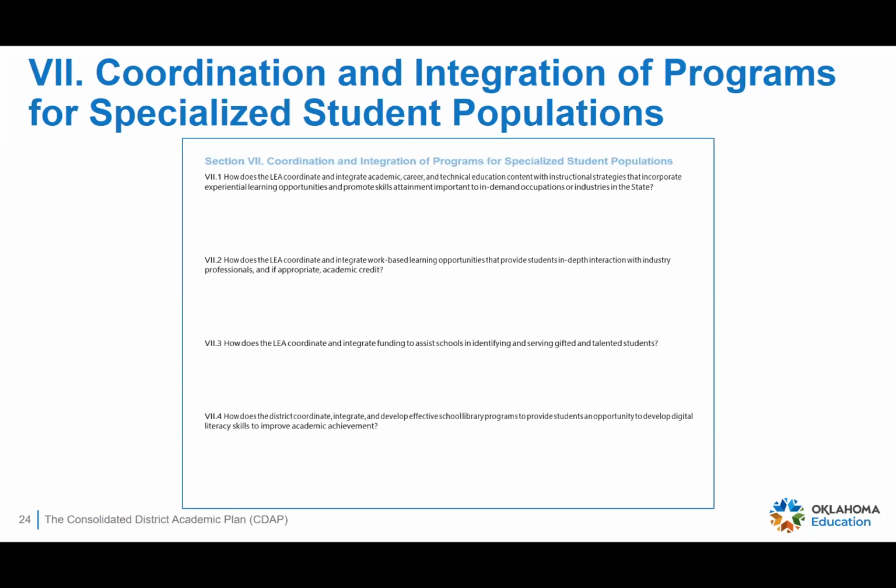How does the LEA coordinate and integrate work-based learning opportunities that provide students in-depth interaction with industry professionals and if appropriate, academic credit? Number 3, how does the LEA coordinate and integrate funding to assist schools in identifying and serving gifted and talented students? And 4, how does the district coordinate, integrate, and develop effective school library programs to provide students an opportunity to develop digital literacy skills and improve academic achievement?